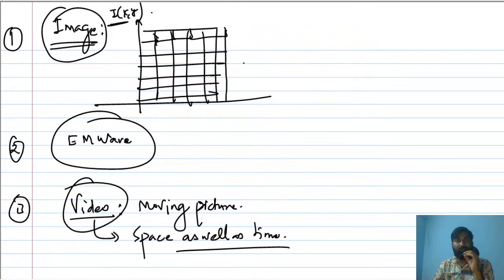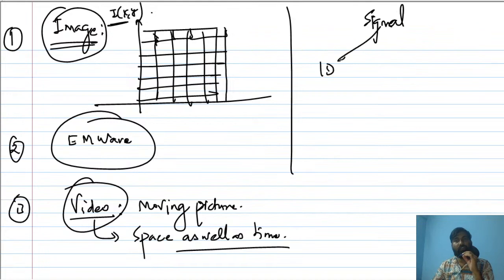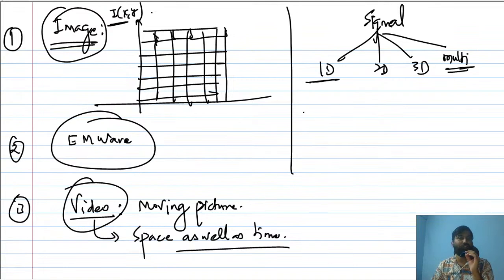So a signal can be one-dimensional, two-dimensional, or multi-dimensional. A one-dimensional signal is your voice. Your voice is one-dimensional: the amplitude of the voice is varying with respect to time. A two-dimensional signal is the image.